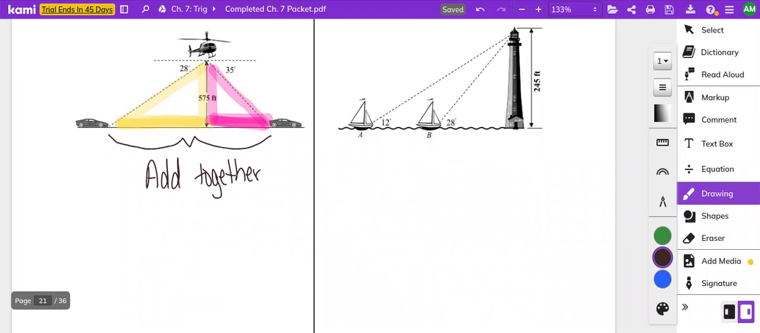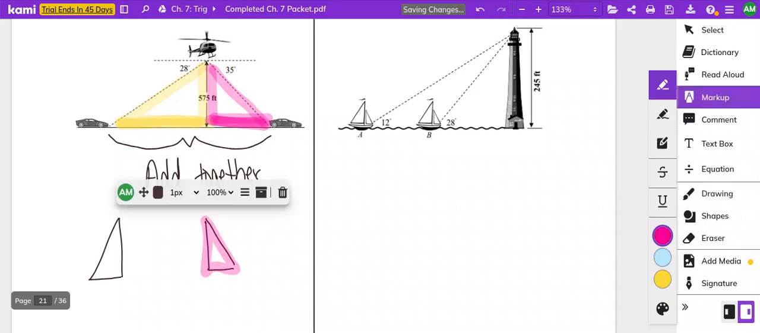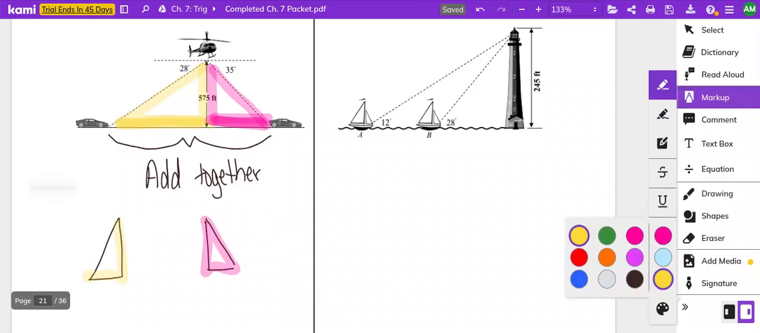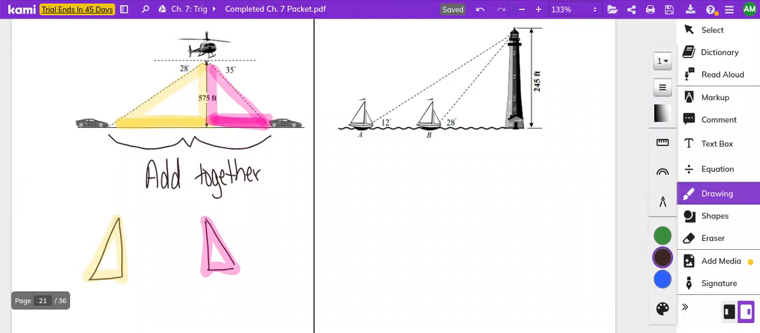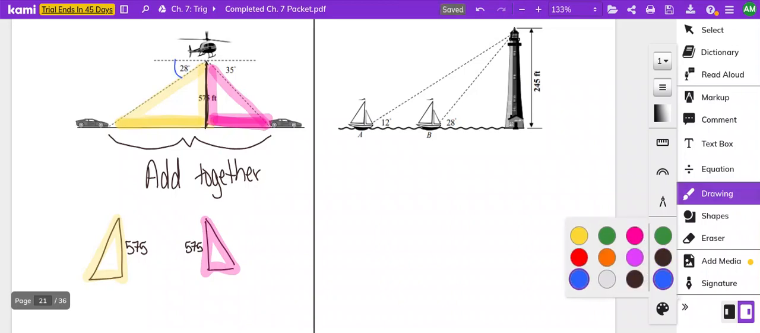What we need to do is redraw each triangle separately from the other. And you know I like to color code when I do that. Then I'm going to label. So I see that in between, there's a 575 that is in both triangles. Then I also need to make sure that I use my alternate interior angles to help me for my angle of elevation and my angle of depression.